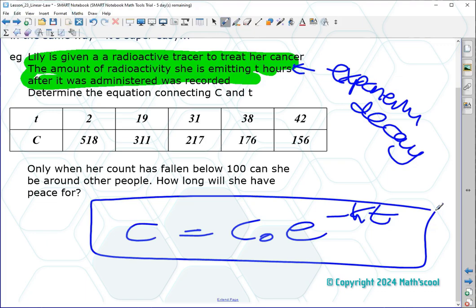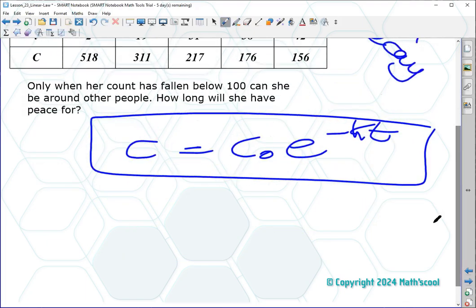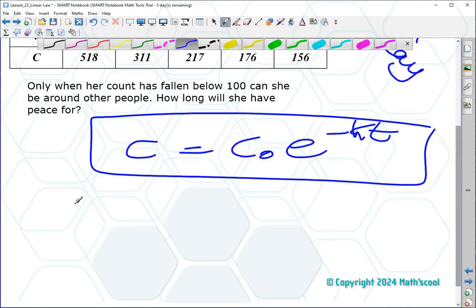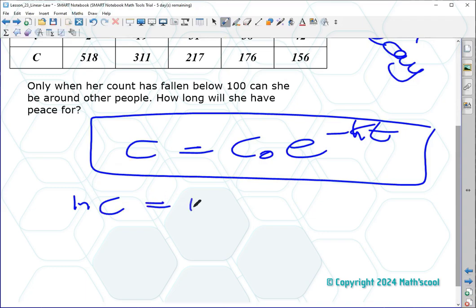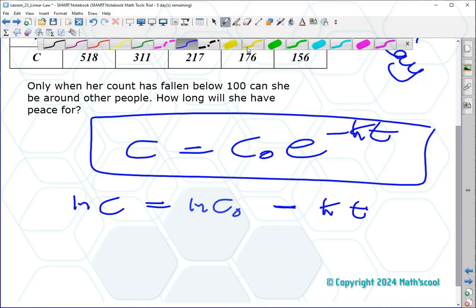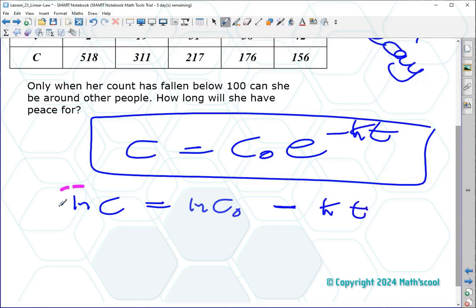And because I know what form the equation is going to take, it's easy for me to figure out what will linearize it. Otherwise, I'm guessing what's going to linearize it. Whereas here, I don't need to guess. I'm going to take ln of this equation. So that's going to give me ln C equals ln C naught minus kt. Now what I'm going to do is box this, and box this, and box that.